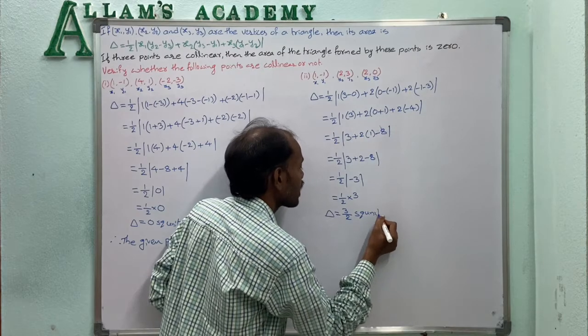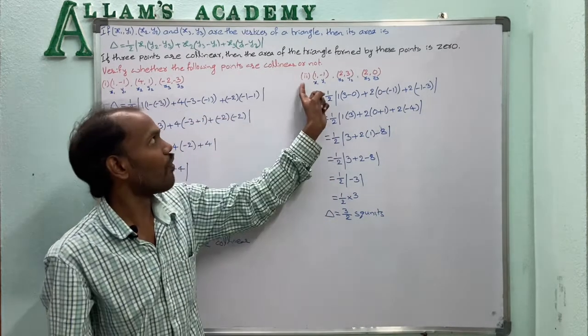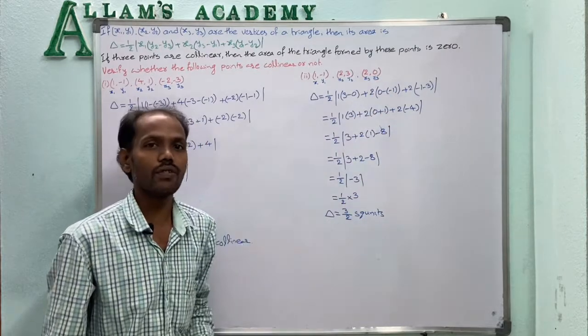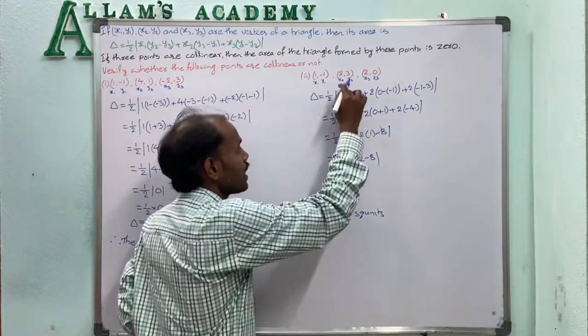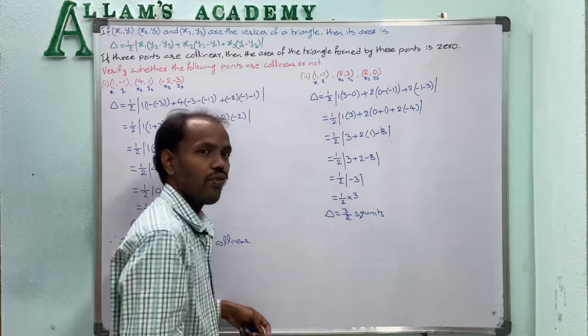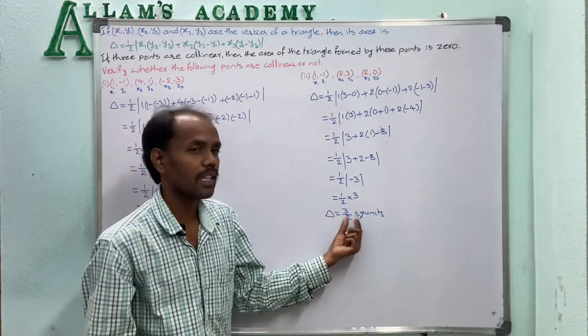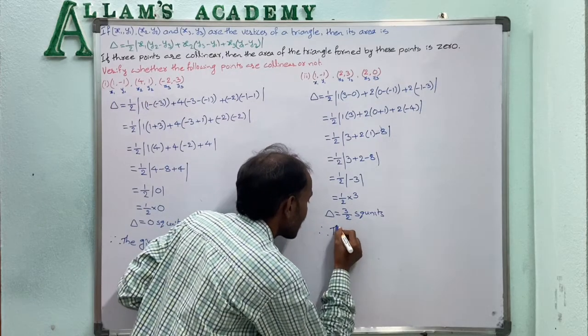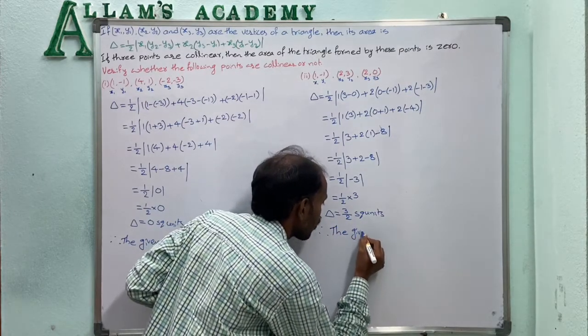So the area of the triangle with the vertices (1, -1), (2, 3) and (2, 0) is 3 by 2 square units. Now here the area of the triangle formed by the given points is 3 by 2 square units. It is not 0. Therefore the given points are not collinear.